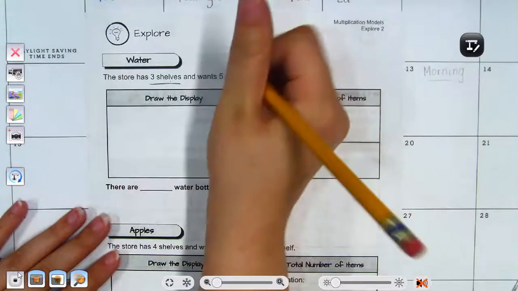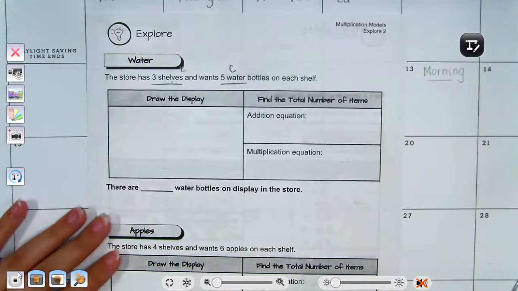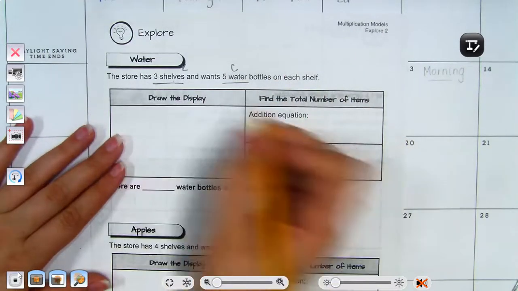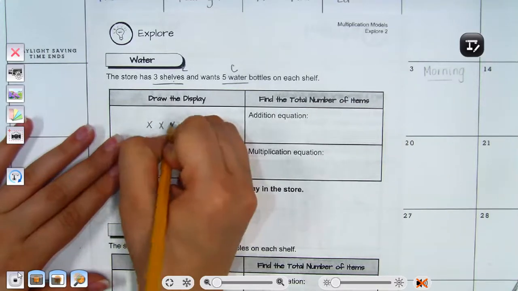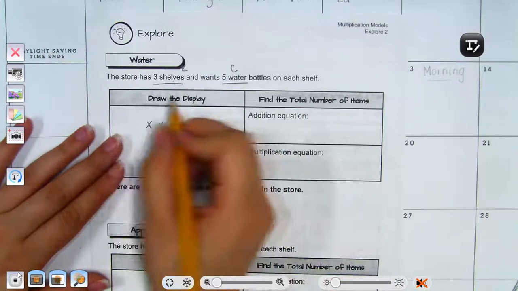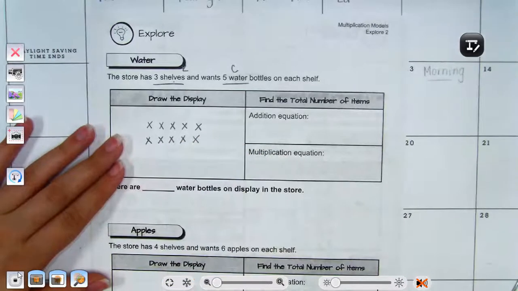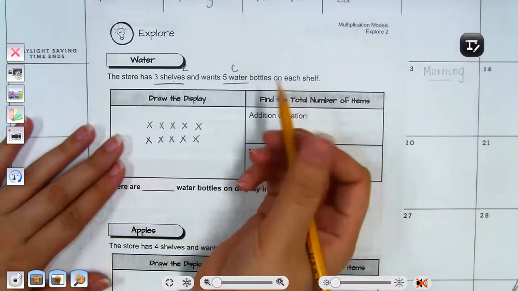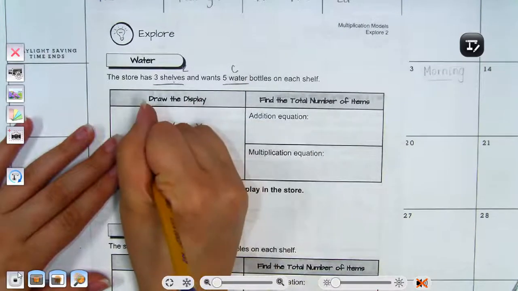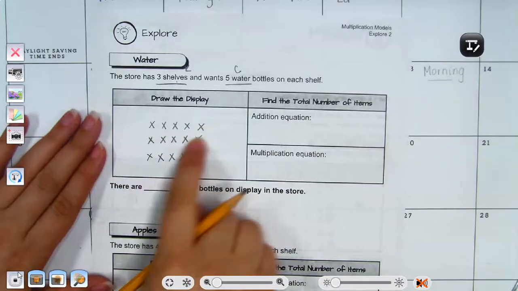So 3 shelves, those are my rows. This is my rows, this is my columns. Okay, so I'm going to have 3 shelves with 5 bottles. So let's do the first shelf. 1, 2, 3, 4, 5. Okay, well, I need another one. 1, 2, 3, 4, 5. Remember, our shelves have to have the equal groups. So they have to have an equal number. Okay, and my last one. 1, 2, 3, 4, 5. Okay, these are my rows.